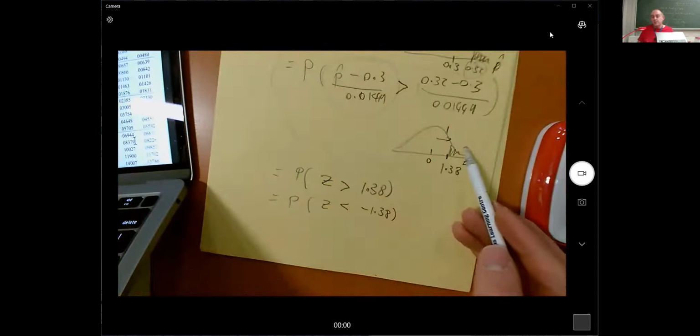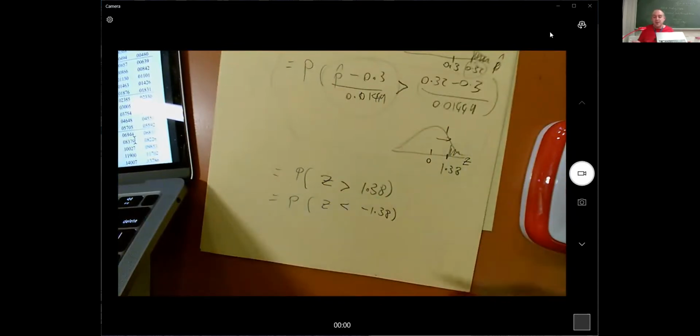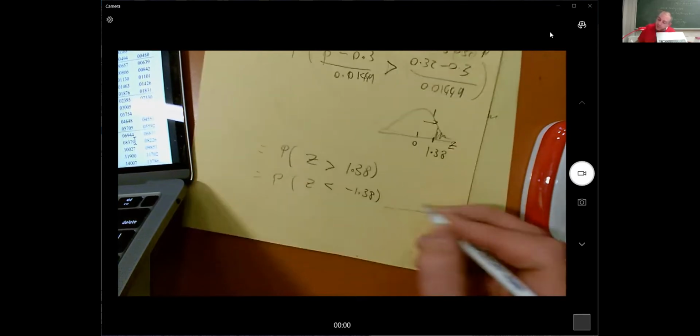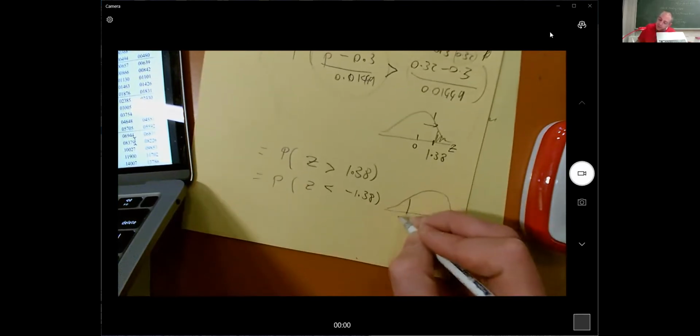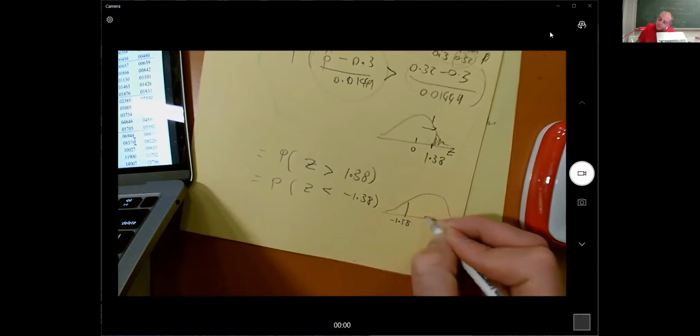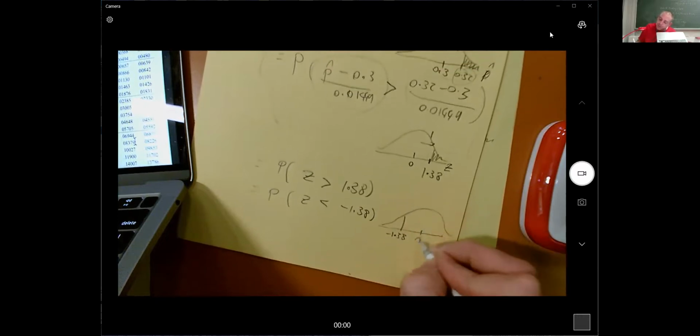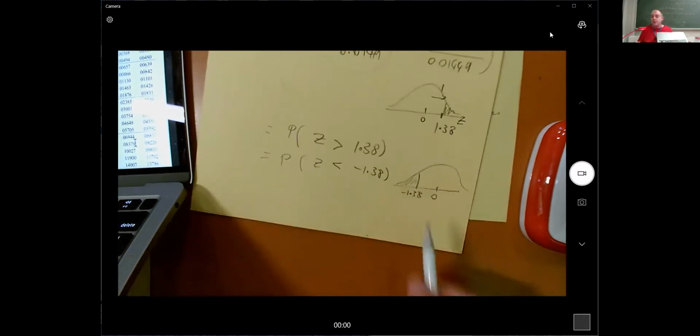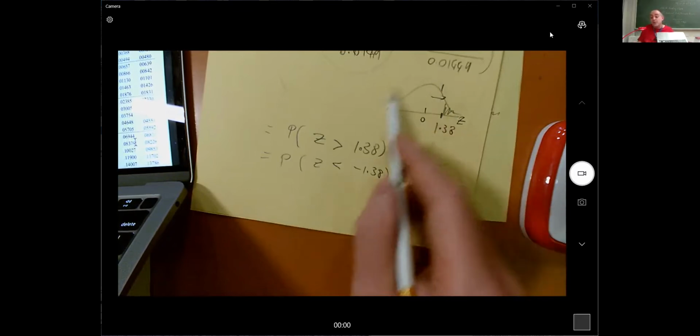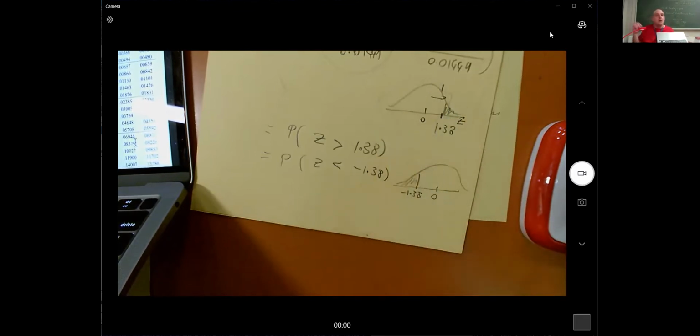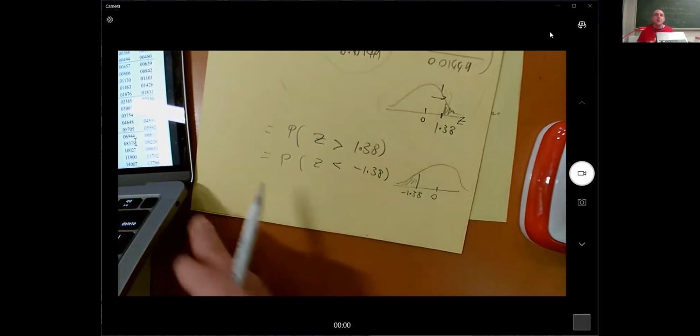So my picture is the bit above, but the table only gives me bits below. And so what I'm going to do is flip it round this way, flip it backwards, so that the table directly gives me the area below. I could have looked up this one and done 1 minus that, but this cuts down on one calculation that I could get wrong. So it's quicker that way. You're welcome.